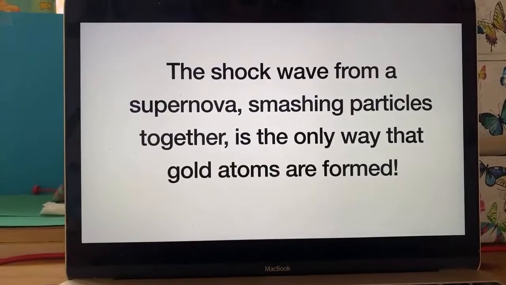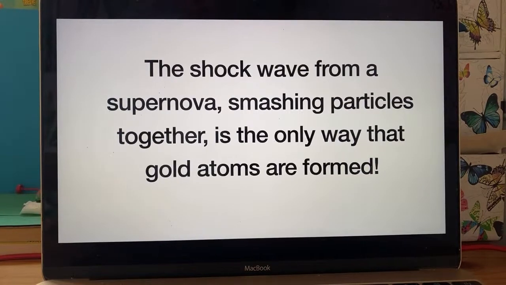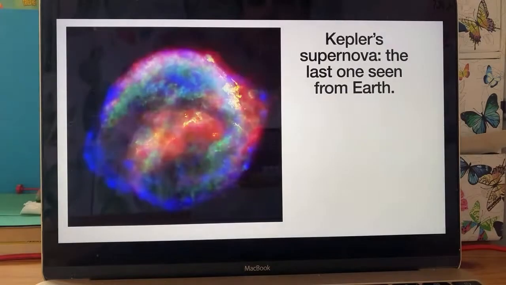The shockwave from a supernova smashing particles together is in fact the only way that gold atoms are formed. It's the only process in nature, in the universe, that has enough energy to form gold atoms. So the gold in a mobile phone in your house or your computer, that's how that happened. Supernovas. You want to see a picture of a supernova? Yeah, you do.